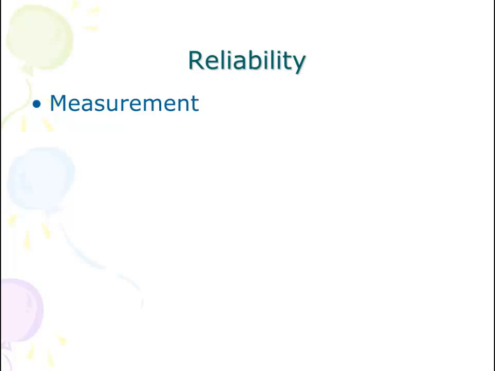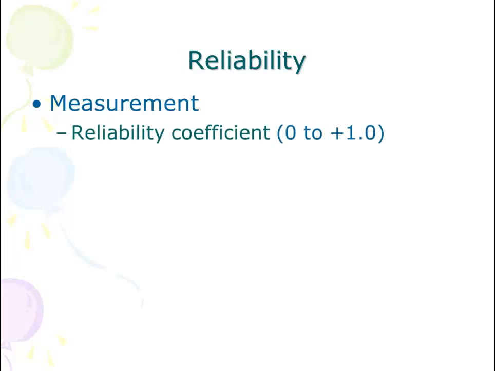In most cases, reliability is expressed as a correlation that varies from 0 to +1. This is called a reliability coefficient. Higher scores are better, with values of about 0.8 seen as pretty good and scores of 0.9 as quite good, although it depends on the kind of reliability that we're measuring. So what are those different types of reliability?